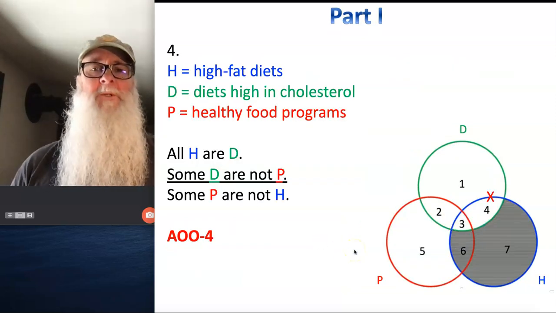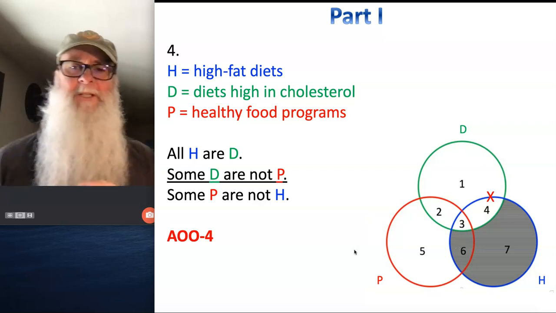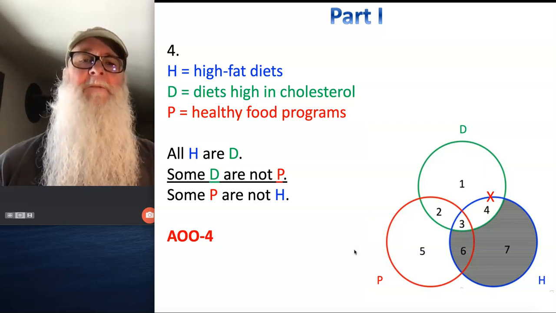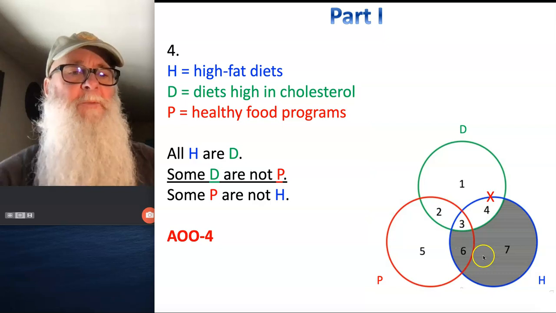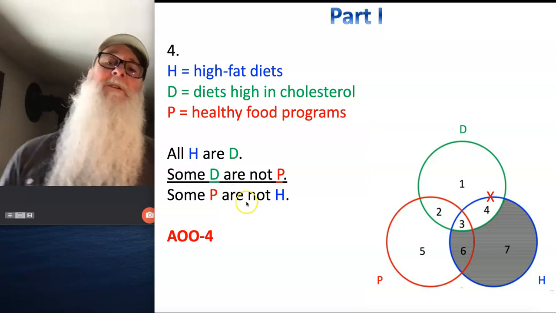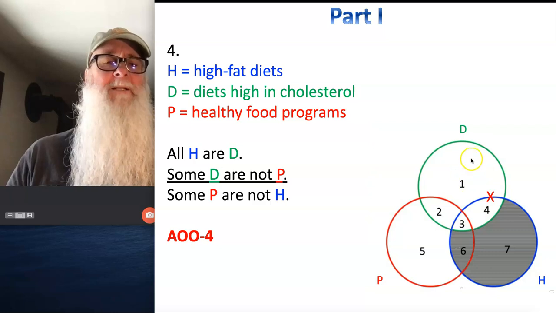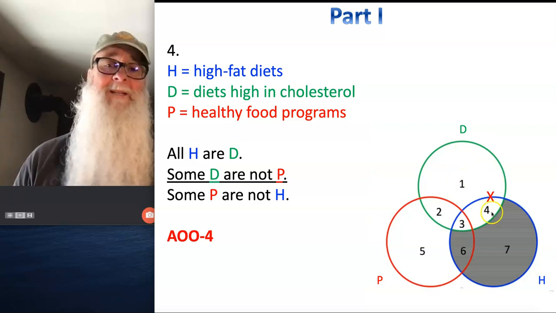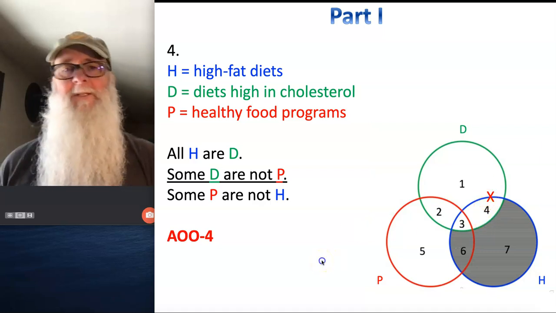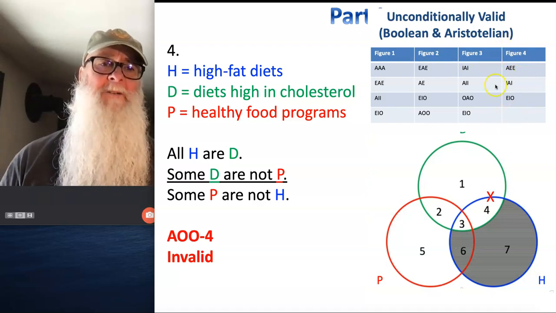All right, number 4. All H are D, some D are not P, some P are not H. We want to make sure that we have a syllogism in the form of AOO figure 4. Okay? When we Venn diagram, we shade in area 6 and 7 to show that all the H's are D's. But we don't know where to put the X to show that some D are not P, because any D that exists here in area 1 or area 4 would be a D that's not a P. So we mark it on that line between those two areas, and anytime we do that, we know this argument is invalid. It does not show up in our inventory of valid forms.